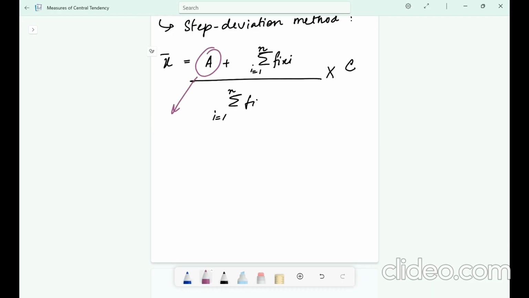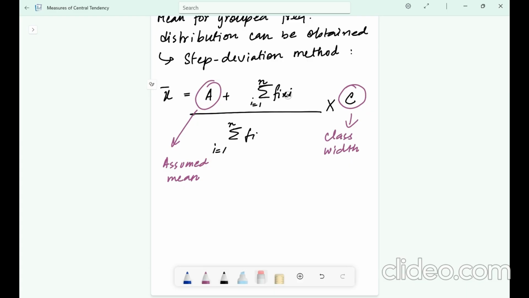Okay, here A is assumed mean, and C is class width. Okay, I'm sorry, I wrote here xi. Actually, it should be ui. So here ui means xi minus A by C.